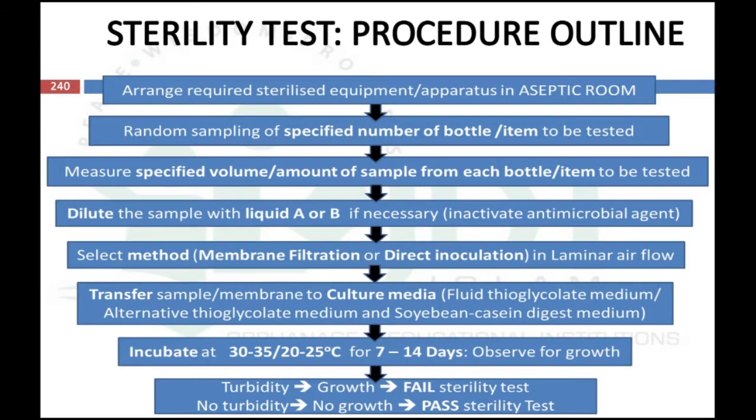Now let's discuss an outline of the total procedure of sterility testing. First, we have to arrange the required sterilized equipment or apparatus in the aseptic room where we will perform the sterility testing. Then we will randomly sample a specified number of bottles or items from each batch. Then we will measure the specified volume or amount of sample from each bottle or item.